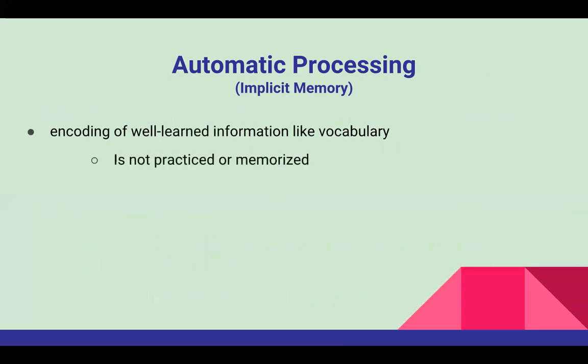And then automatic processing is part of implicit memory. And this is part of encoding, where we have learned something and committed it to memory, not because we had to learn it for school or we're going to be tested on it, but because it was something we learned in our personal experience, like learning a language. Our caretakers or our family speak a language, and then we pick up that language, and that's the language that we know.